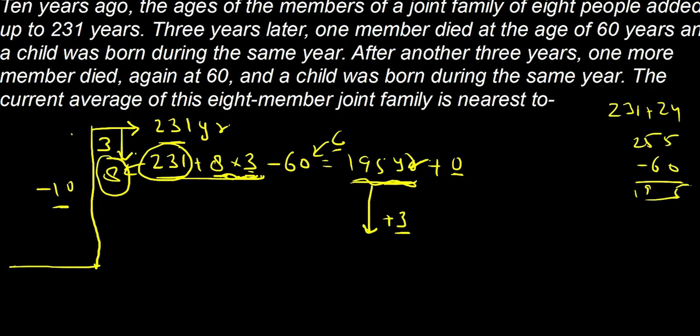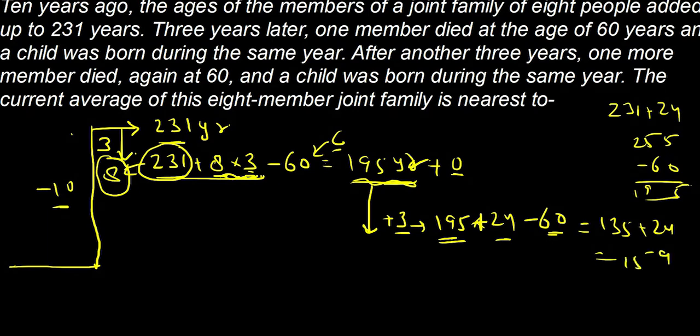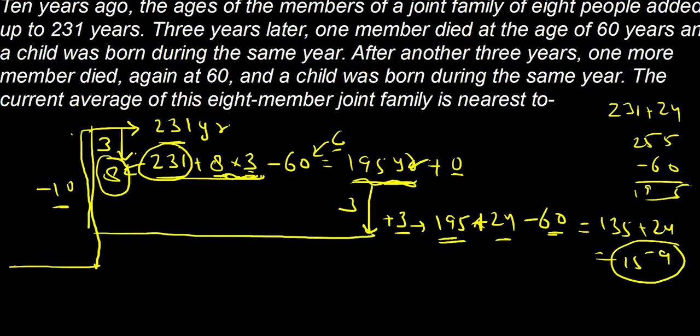So the weight of this box is going to be 195 plus 24, and again a person of 60 years died at that time. So 195 plus 24 minus 60, this is what? 135. 19 minus 6 is what? 135 plus 24. So 135 plus 24 is going to be 159. So after another 3 years, 3 plus 3 is what? 6 years. One more member died again at 60 and a child was born during the same year.